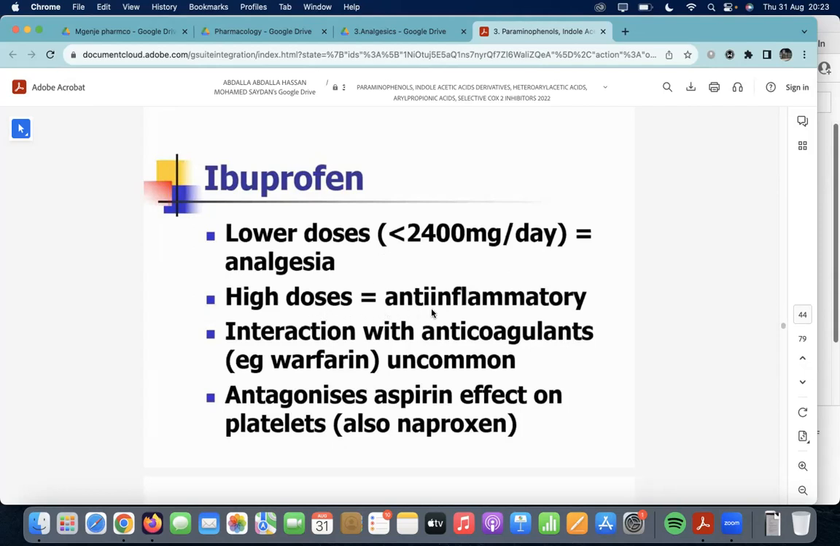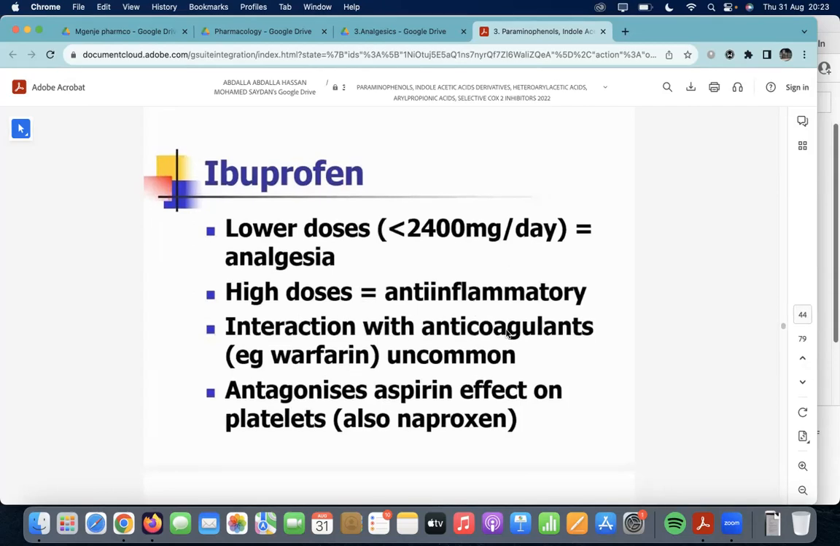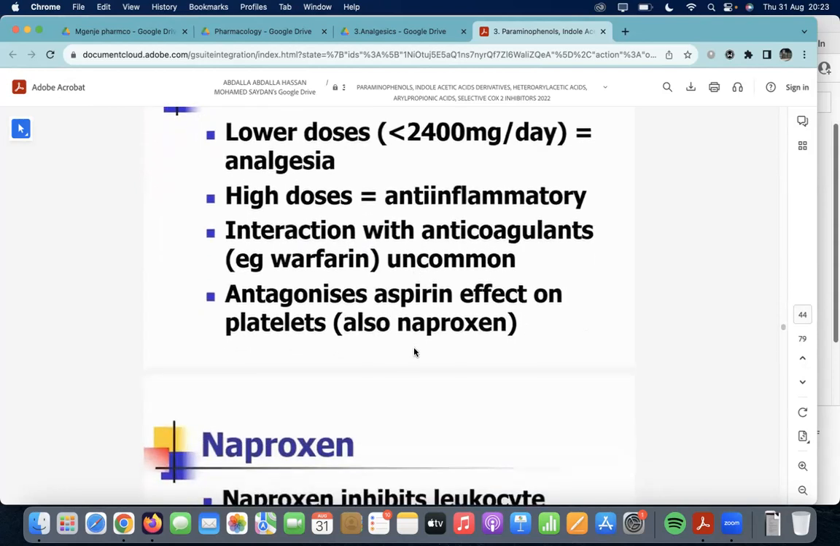So in high doses, it causes an anti-inflammatory effect. And you know why I'm saying it takes high doses? Because it's highly protein bound, 99% protein bound. Interaction with anticoagulants such as warfarin is uncommon. It antagonizes the aspirin effect on platelets.